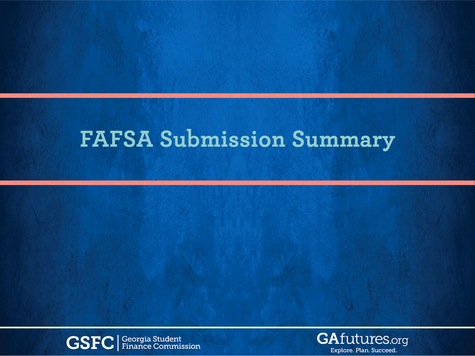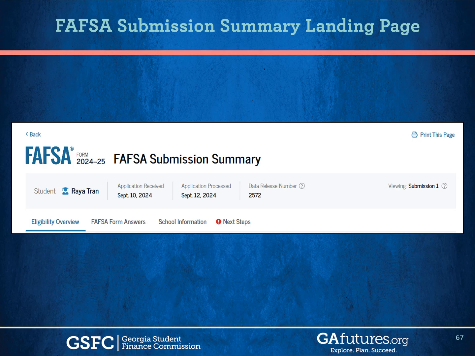Lastly, let's delve into the FAFSA submission summary. The student receives a FAFSA submission summary for their processed FAFSA form and any subsequent corrections that they submit. Keep in mind that the FAFSA submission summary will not be available until March of 2024. The FAFSA submission summary is broken into 4 tabs: Eligibility Overview, FAFSA Form Answers, School Information, and Next Steps.